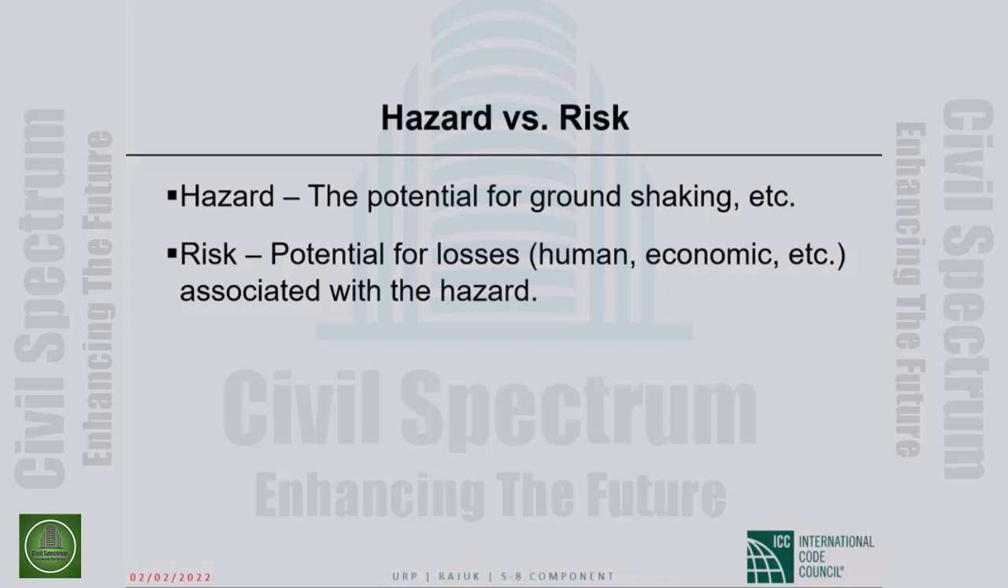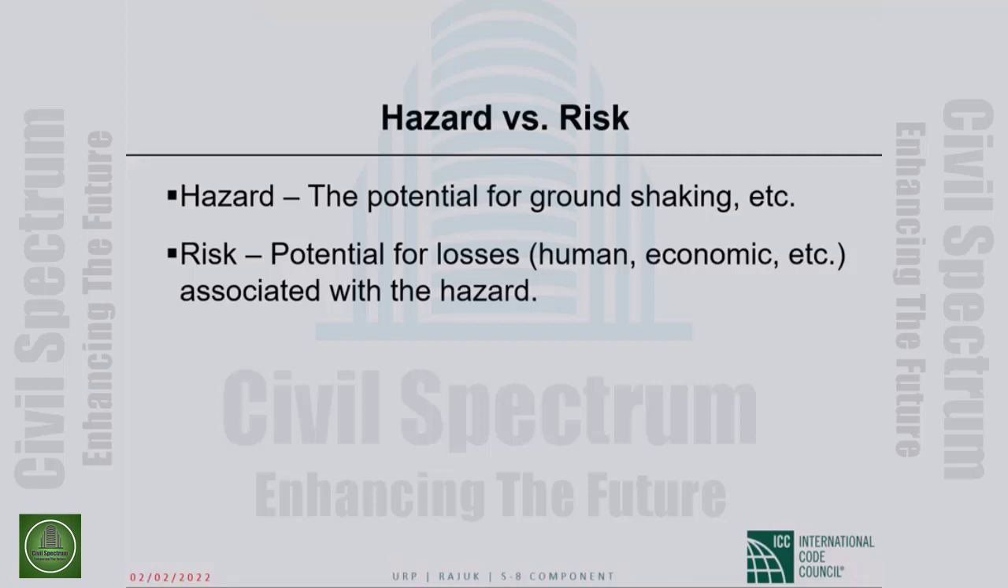So seismic hazard is a matter of geology, the tectonic environment of where you are, even the history of what has happened in the past, that sort of thing. It has absolutely nothing to do with the structures we build or live in and things like that. Seismic risk, on the other hand, is very much dependent upon what we built.